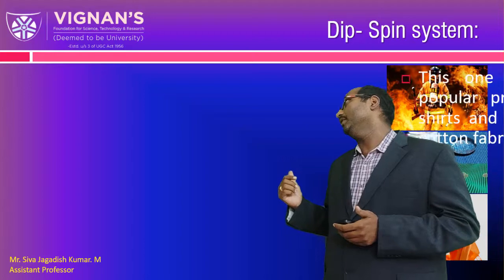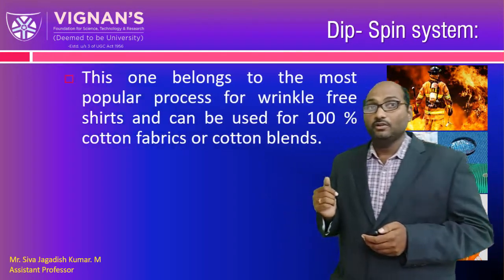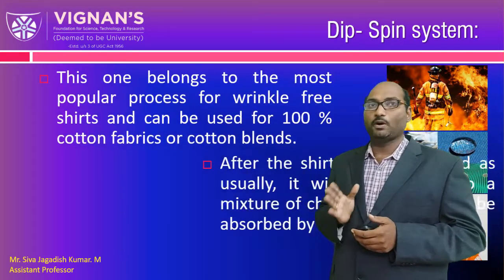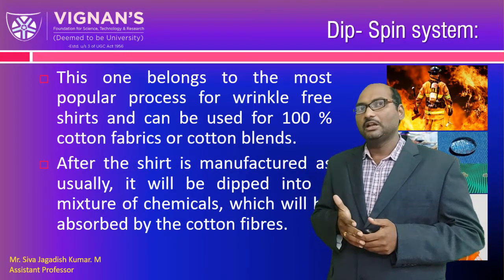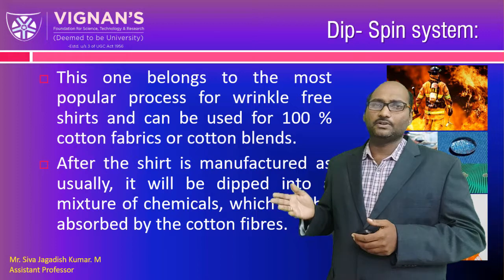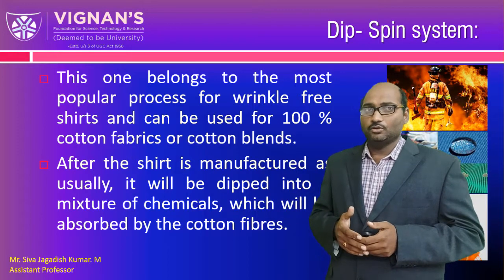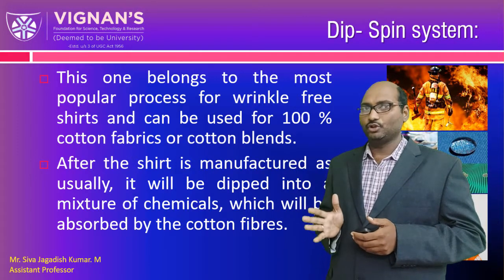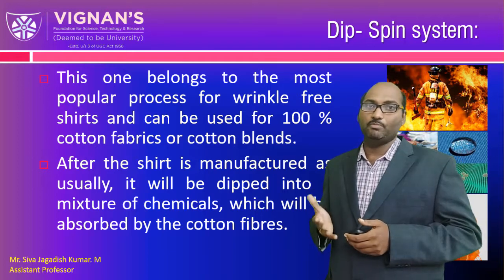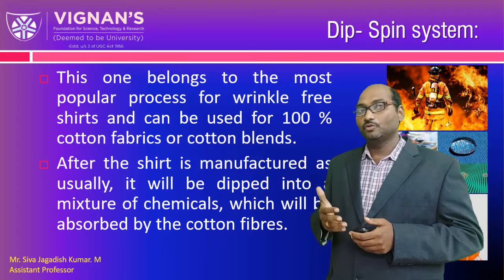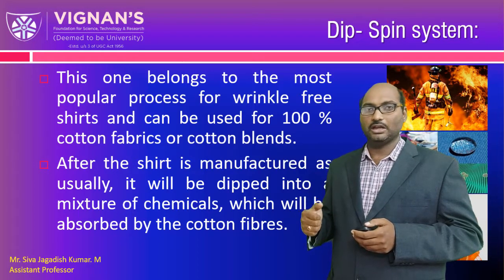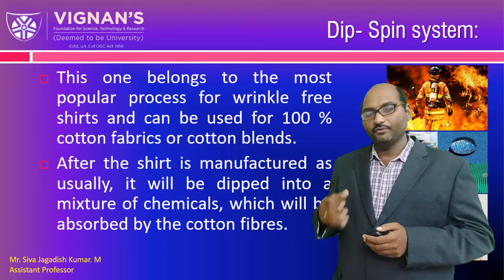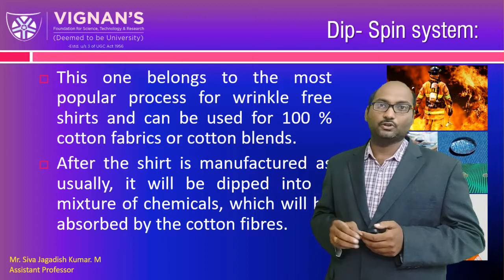The dip spin method. This one belongs to the most popular process for wrinkle-free shirts or garments, and can be used for again 100% cotton or cotton blends. After the shirt is manufactured, as usual, it will be dipped into a mixture of chemicals which will be absorbed by the cotton fibers. Understood? So the shirts are manufactured, then the chemical application takes place.